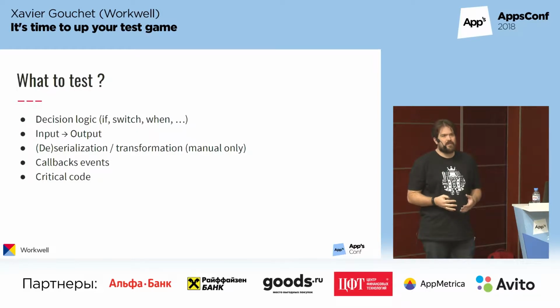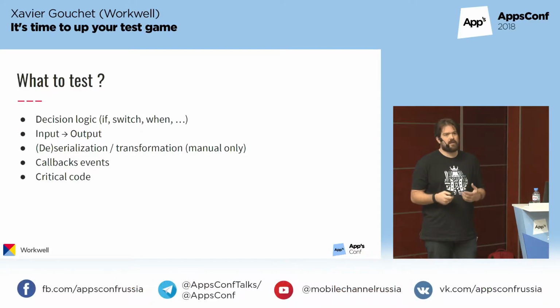The most important thing is to test your decision logic. That is every if, switch, when, every for loop. You need to test that. Whenever you have some transformation, like you have some input that you convert into some output or into anything else, like deserialization, parsing, etc., you need to test that. Only if you do it manually. Like if you're using any automatic parsing library, any automatic serialization library, you don't have to test it.